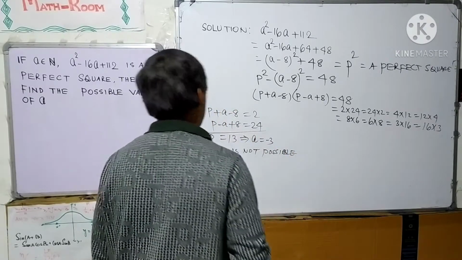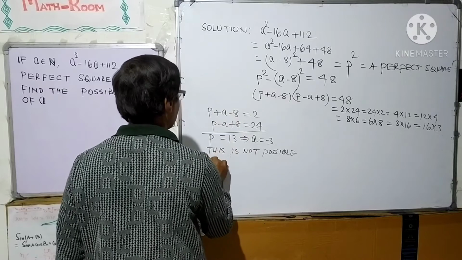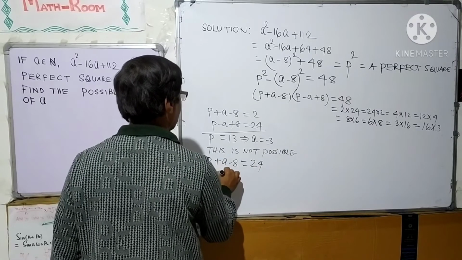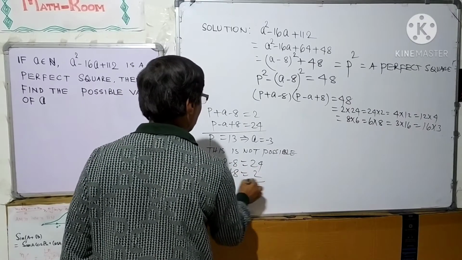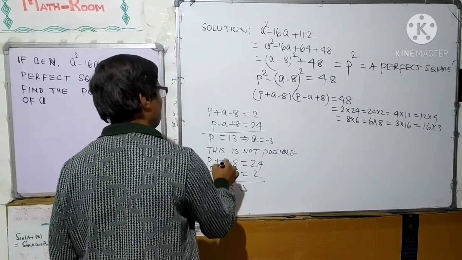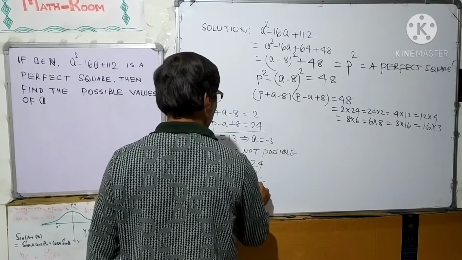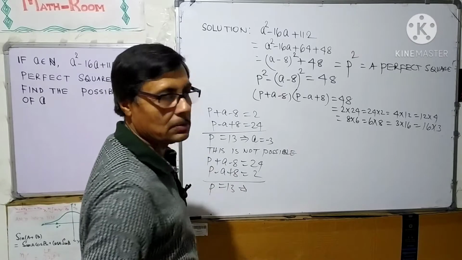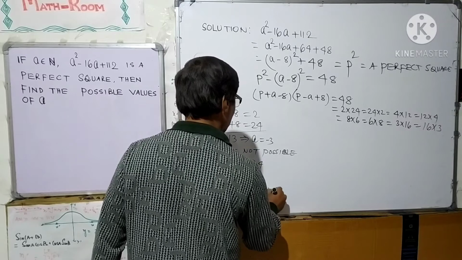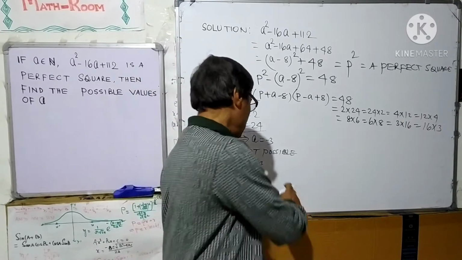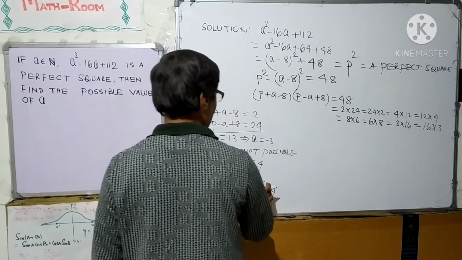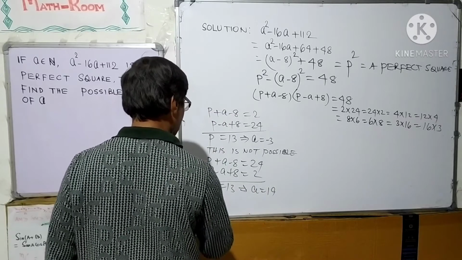Now, if we choose p plus a minus 8 equal to 24 and p minus a plus 8 equal to 2, we also get p equal to 13, and if we put p equal to 13 in the first equation, we get a equal to 19. This is possible because 19 is a natural number. So, this solution is acceptable, that is a equal to 19.